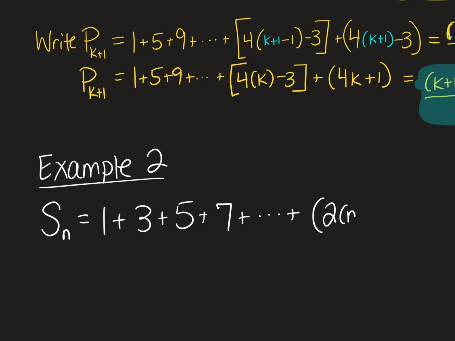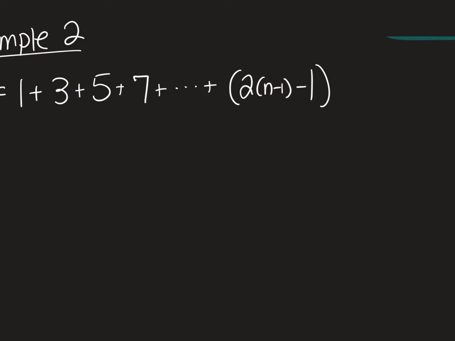2 times n minus 1 minus 1, and I probably should have used brackets there, but that's okay, plus 2 times n minus 1. So what this is saying is to generate any term in the sequence, we do 2 times n minus 1. So if we wanted to generate the sum of the first 200 terms, we would do 2 times 200 minus 1, then 2 times 199 minus 1, then 2 times 198 minus 1, and so on. And we would add all those together.